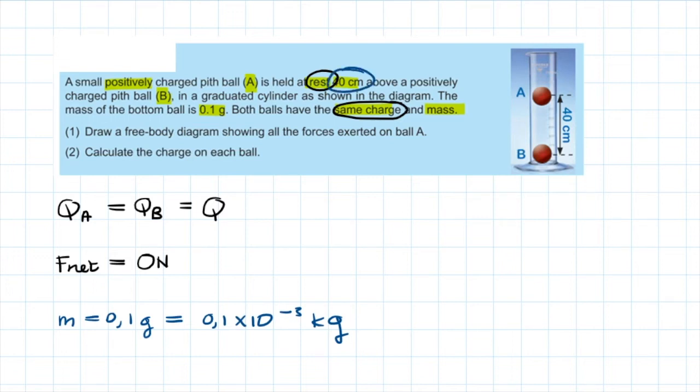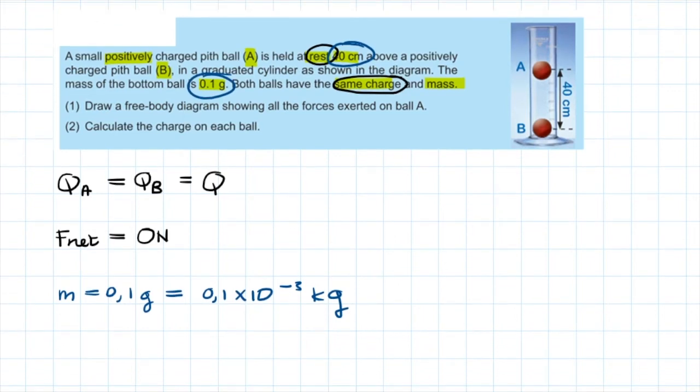Lastly, we also know the distance between the two balls. R is going to equal 40 centimeters, which we can convert to meters as 40 times 10 to the negative 2 meters, or you can divide by 100. This is the information that we have available to us. So now that we've analyzed what we have, we can go on to question number 1.